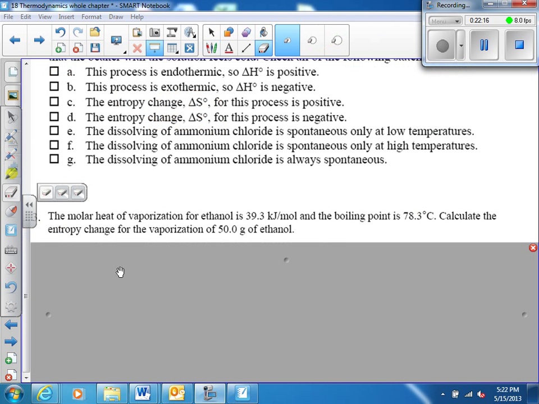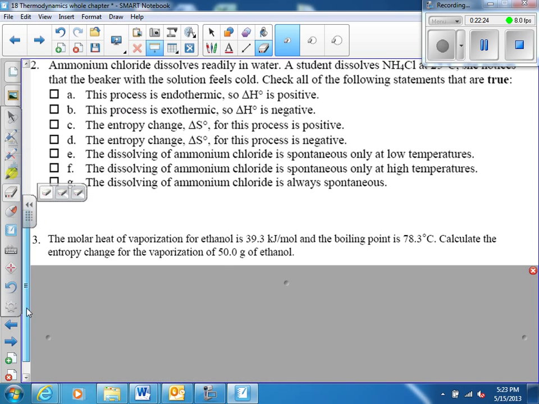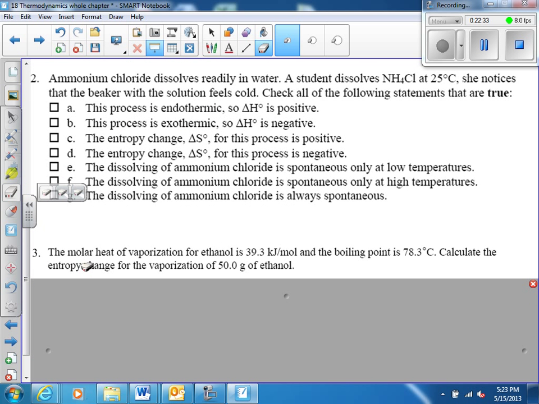Okay, here's a problem. Delta H vaporization is given to you, and that would be the delta H right here. You're given your boiling point. This will be your temperature in this equation. Convert to Kelvin first. Find the entropy change for the vaporization of 50 grams of ethanol.